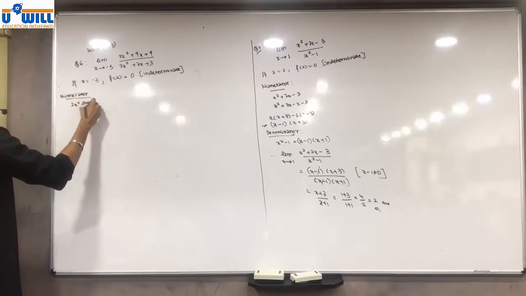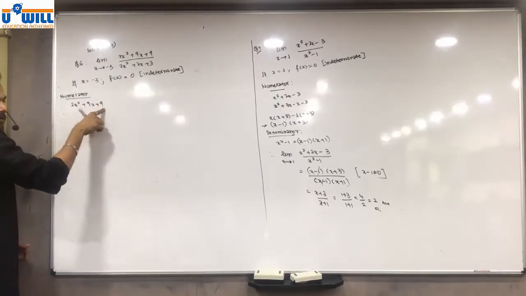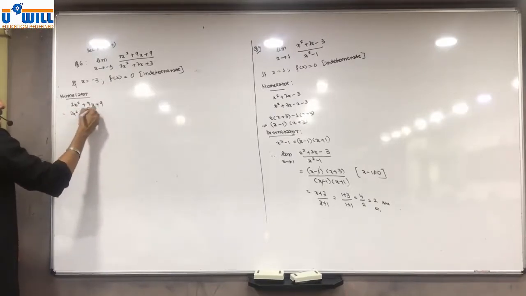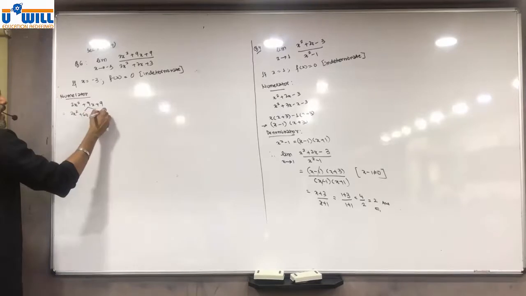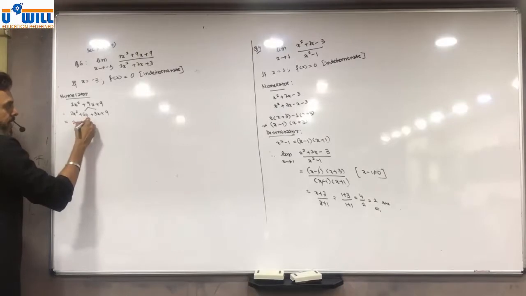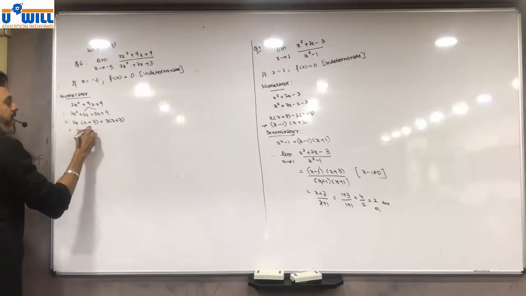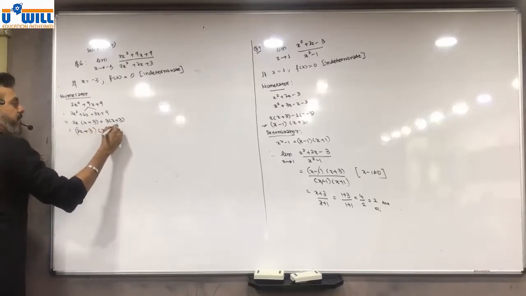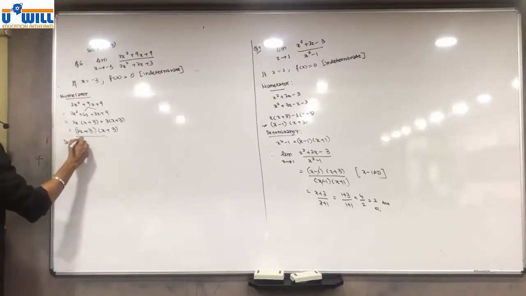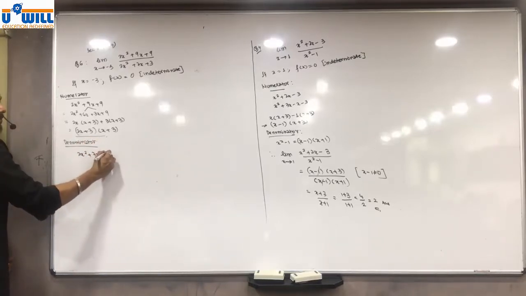2x square plus 9x plus 9, which is equal to, 2 9s are 18, 6 3s are 18, so 2x square plus 6x plus 3x plus 9, which is equal to 2x common, x plus 3 plus 3 common, x plus 3, which is equal to 2x plus 3, x plus 3. Numerator done. Denominator: 2x square plus 7x plus 3.